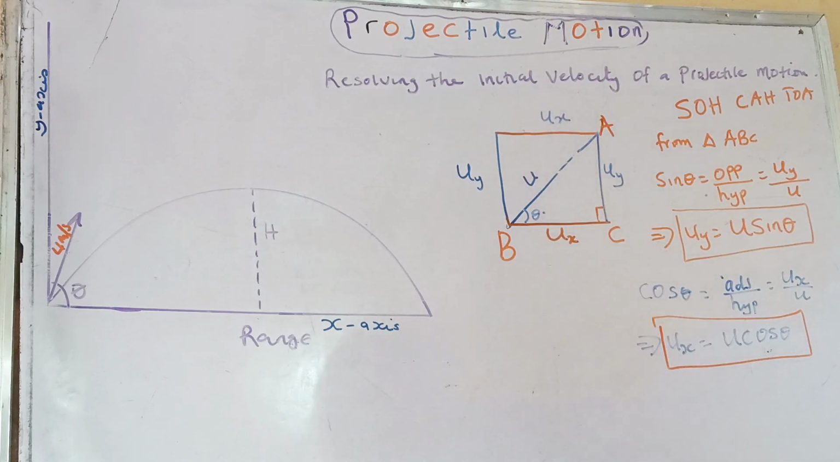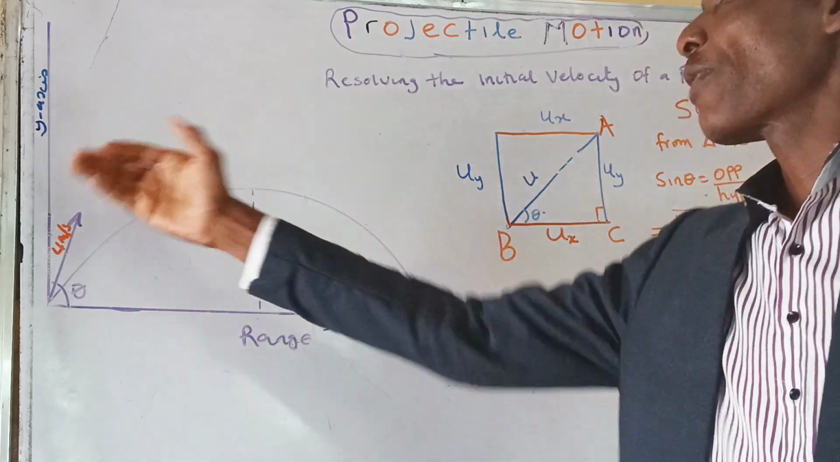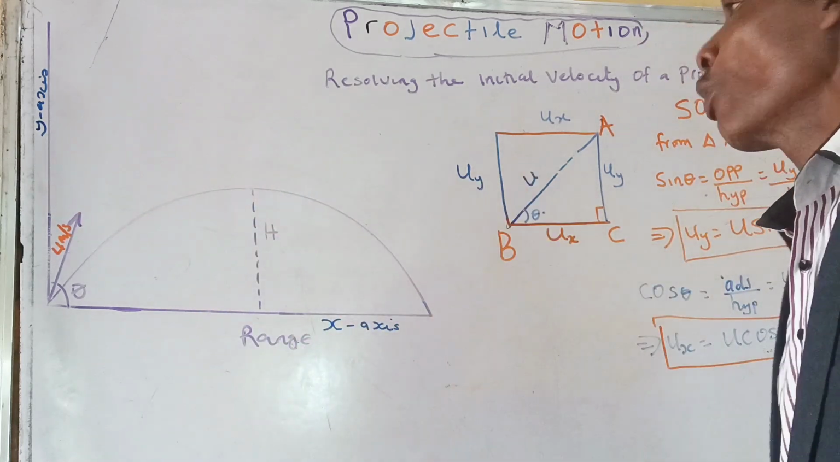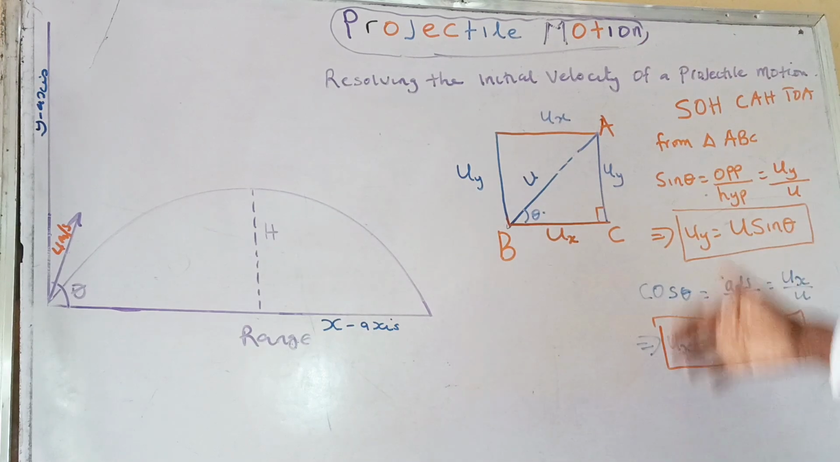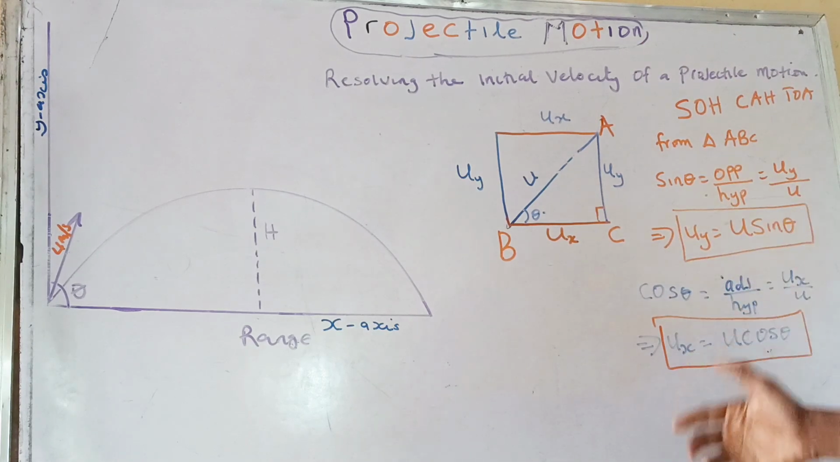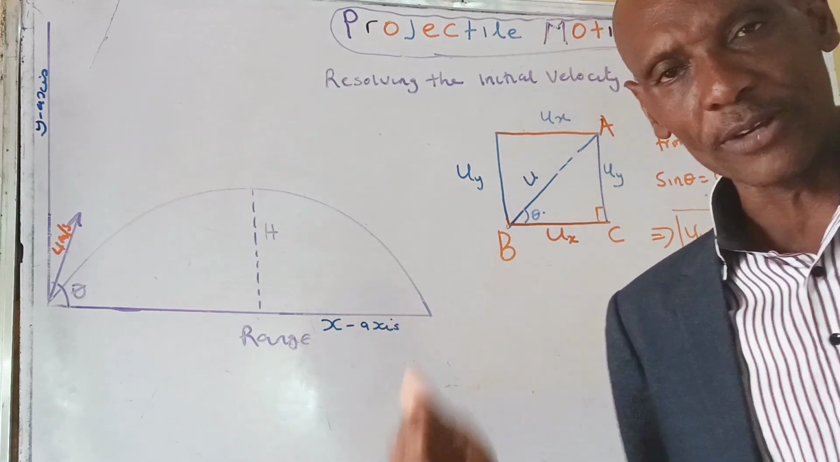Why did we have to do this? Because a projectile motion is a motion that is in two frames. Now, the beauty of this resolution we've done will be seen in our third video, where we'll be using it to derive some formulas. So I don't want you to miss our third video.